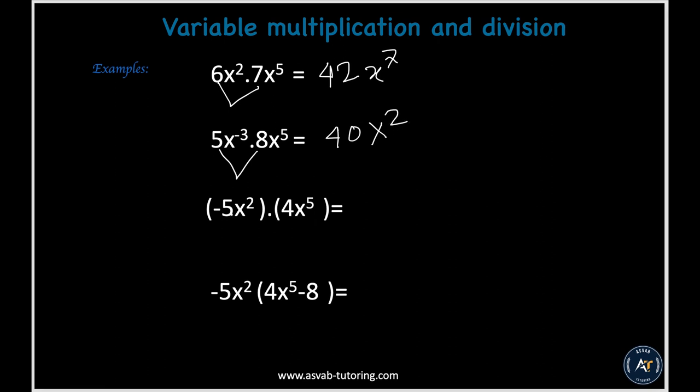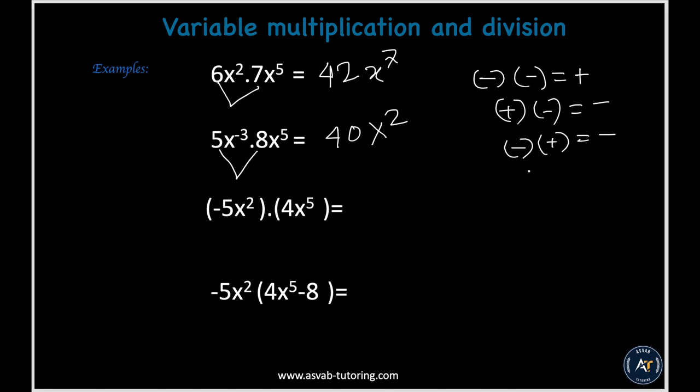Let's do the next one. This time, there is a negative sign. So you need to learn how to multiply signs here. Negative times negative is positive. Positive times negative is negative. Negative times positive equals negative, and positive times positive equals positive. So if that is the case, you need to multiply that. 5 times 4 is 20, x to the power 7.